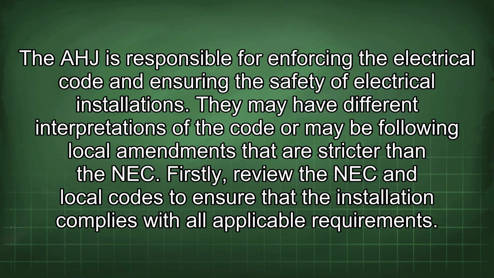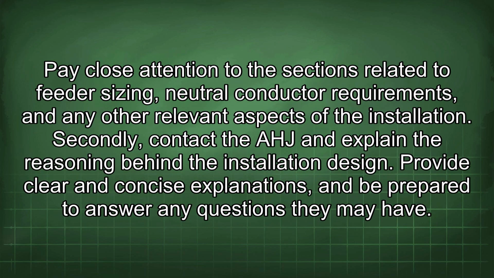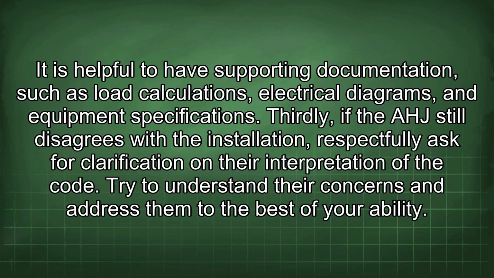Firstly, review the NEC and local codes to ensure that the installation complies with all applicable requirements. Pay close attention to the sections related to feeder sizing, neutral conductor requirements, and any other relevant aspects of the installation. Secondly, contact the AHJ and explain the reasoning behind the installation design. Provide clear and concise explanations, and be prepared to answer any questions they may have. It is helpful to have supporting documentation such as load calculations, electrical diagrams, and equipment specifications.